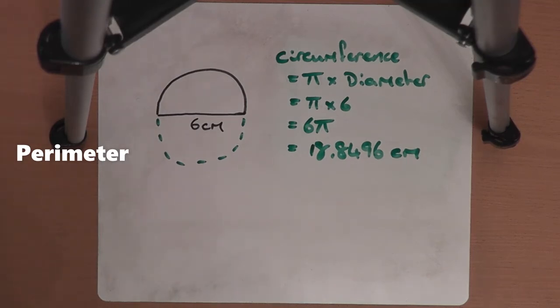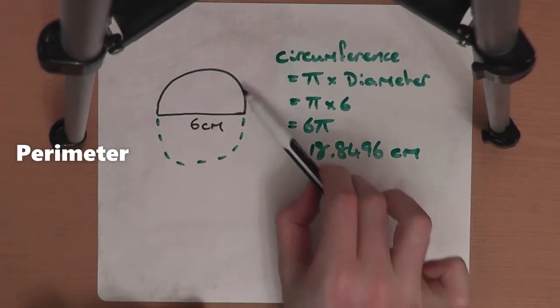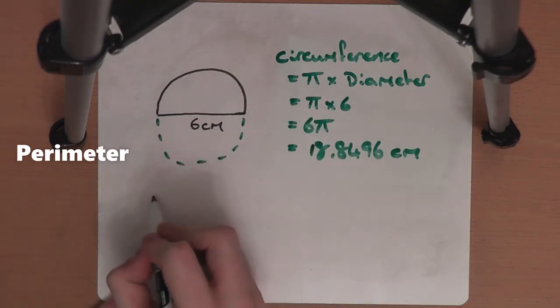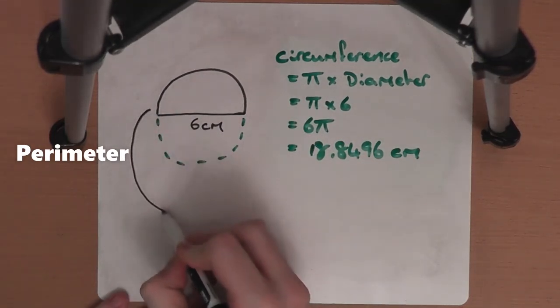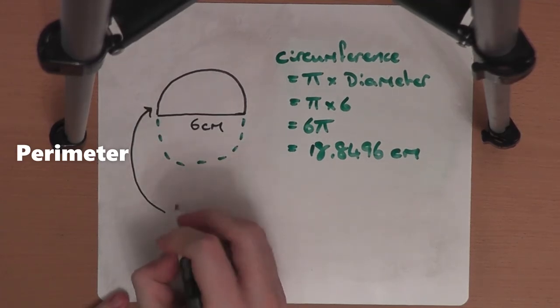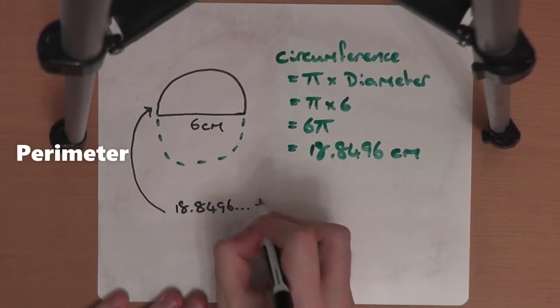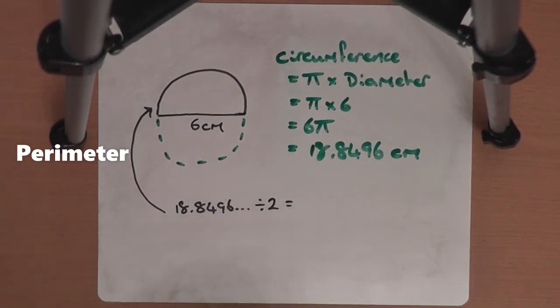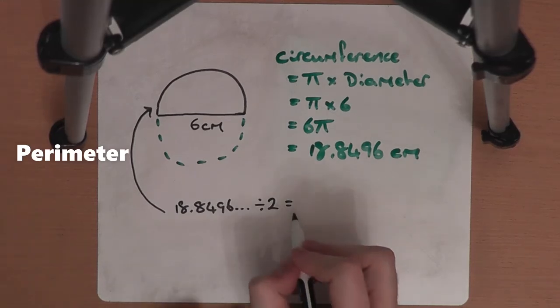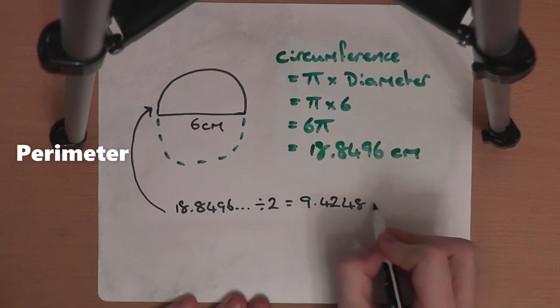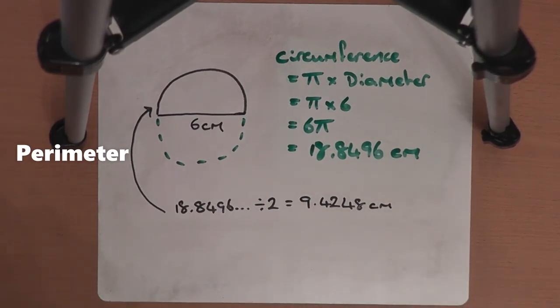Fine, but that wasn't what we were interested in. We only have half the circle for the semicircle. So this bit here, this curved bit around the top, is going to be half of the circumference. So this bit here is going to be 18.8496 divided by 2, which is 9.4248 centimetres. But that is not the perimeter.